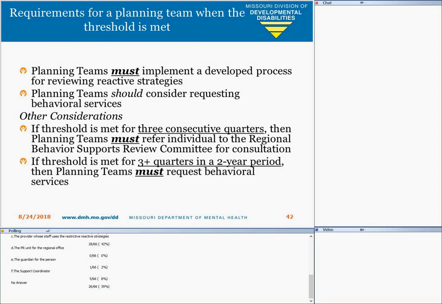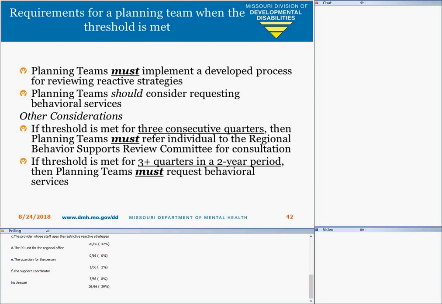The requirements for a planning team when the threshold is met. So when the reactive strategy threshold is met, the team has to, if they haven't before, develop a process for reviewing those reactive strategies. And they should think, do we need other services here to help this person? Because we don't want to keep meeting this threshold. We don't want to keep using restrictive, reactive interventions if there are things that we could do to prevent them, because we are a preventative, proactive, positive system, and that's what we want to try to do.